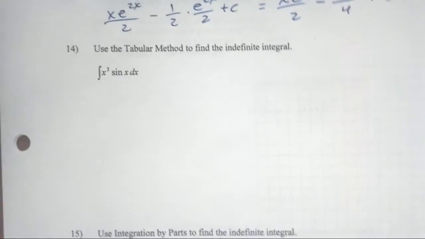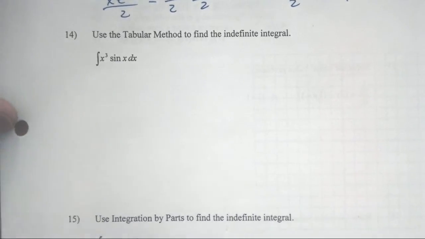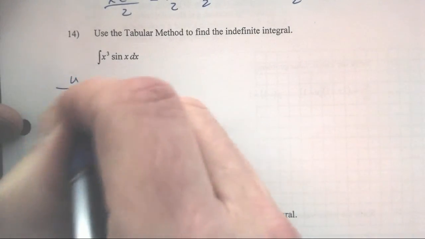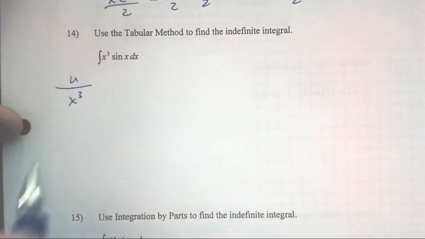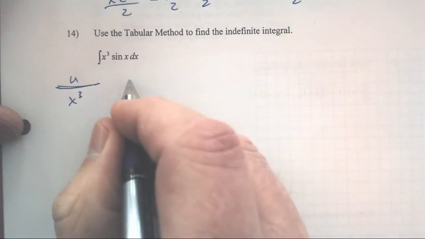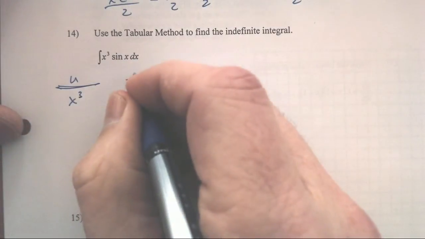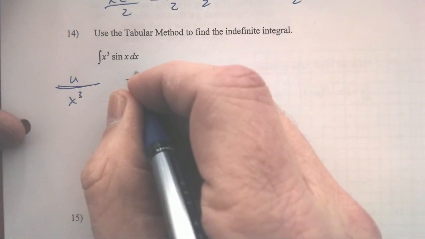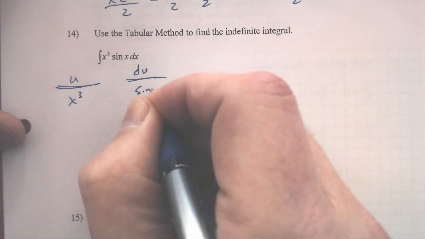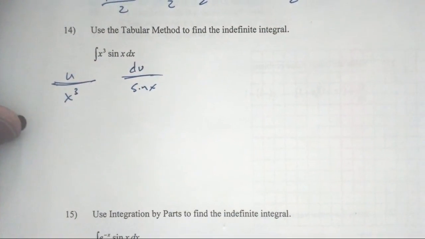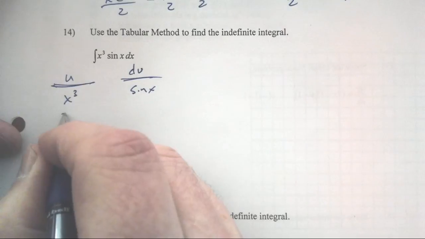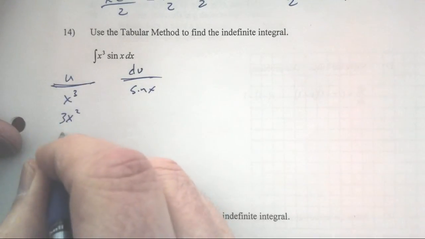Use the tabular method for this. Love it. Here's what I'm going to use for u. I'm going to use x cubed. That's not a fraction there. Just do this. Here's what I'm going to use for dv: sine of x. I'm not going to put the dx with it for the tabular method. So we differentiate this down to 0.